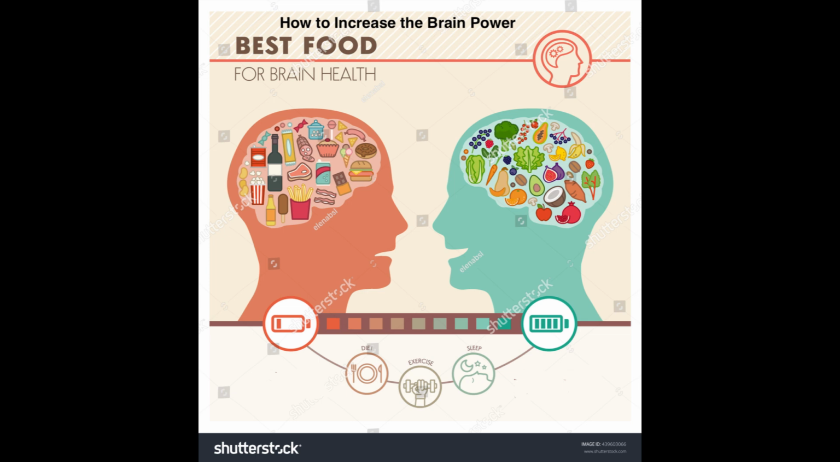There is a blue brain on the right side, in which there is a lot of healthy food. The healthy food includes vegetables and fruits. In conclusion, we should change bad habits and boost our brain power.